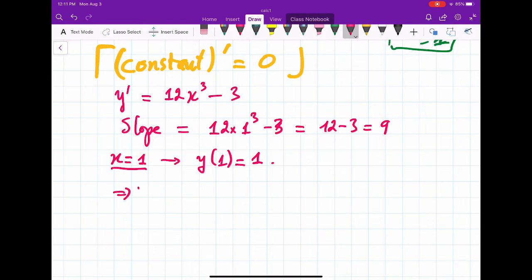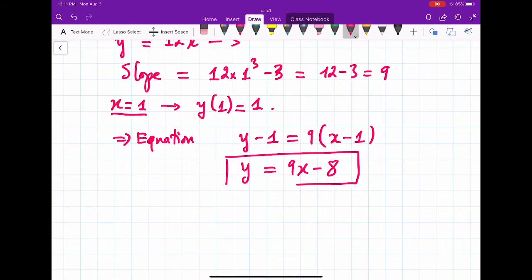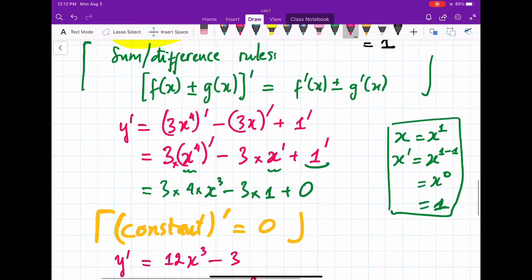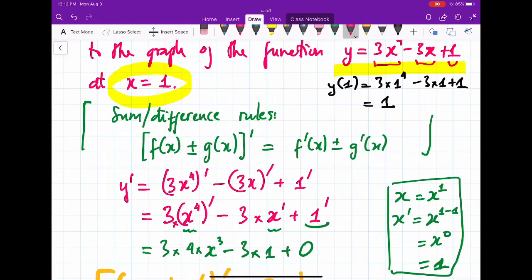Then the equation of the tangent line looks like y minus 1 equal to the slope times x minus 1. Or you might simplify, you get y equal to 9x minus 8. And that is the equation of the tangent line. You see, each time when you need to work with the tangent line, you have to work with the derivative. And so you need to know how to differentiate functions.